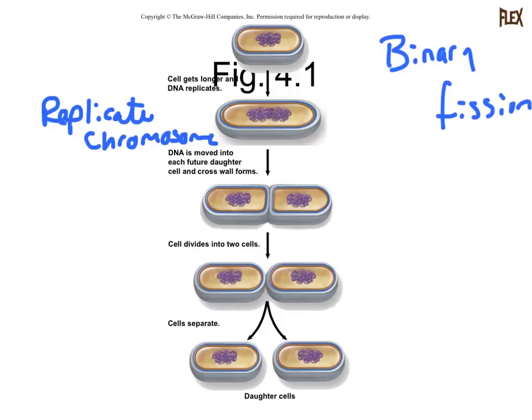Let's refer to this as divide. We need to divide the 2 chromosomes, one to each cell. We also need to divide the cytoplasm. Those are some of the key little pieces.